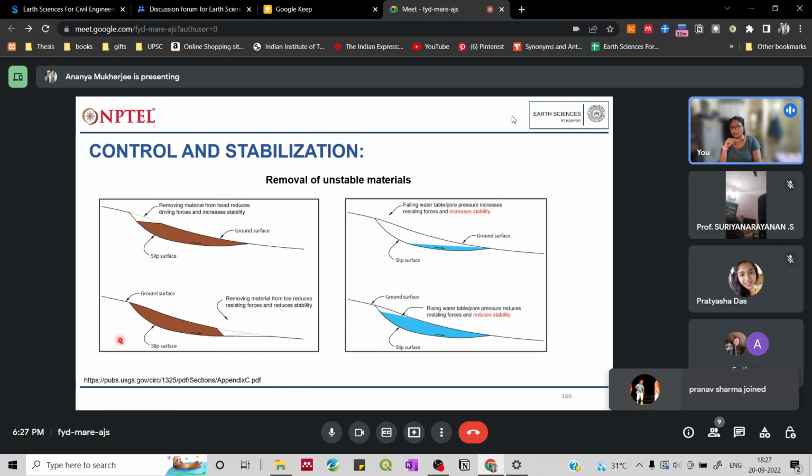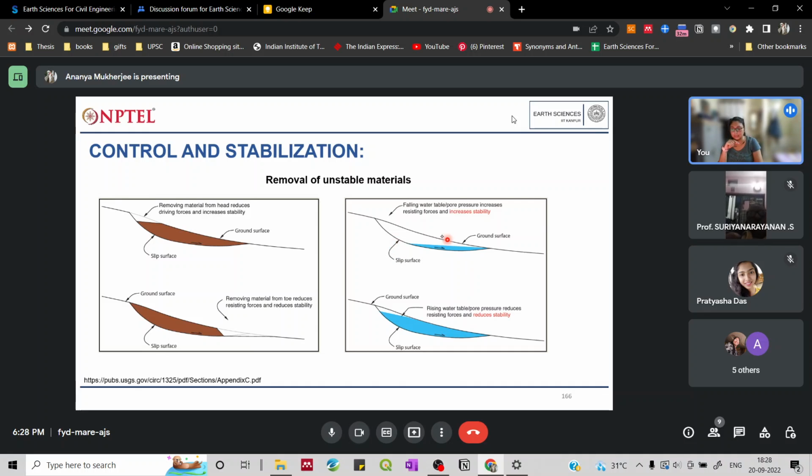Now there is another way we can do it: remove material from the lower part of the surface. If we do this, it will reduce the stability, because there is still a lot of material existing above the slip surface, and this can very easily move downwards and cause damage if you have any infrastructure over here.